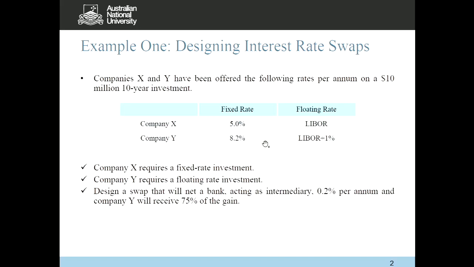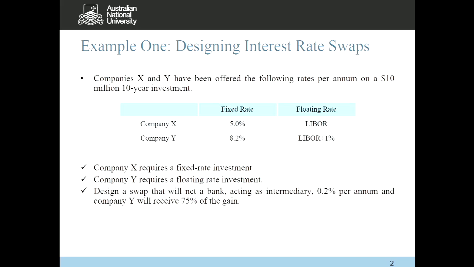Similarly, company Y is able to invest in a project which would yield a fixed rate of return of 8.2% per annum. Alternatively, company Y can invest in a project which would provide LIBOR plus 1 floating rate of return. Those are the highest possible rates of return that company Y is able to get. Now the question says, what company X really wants is a fixed rate investment, and what Y wants is a floating rate investment.